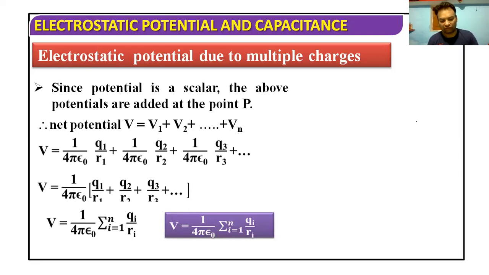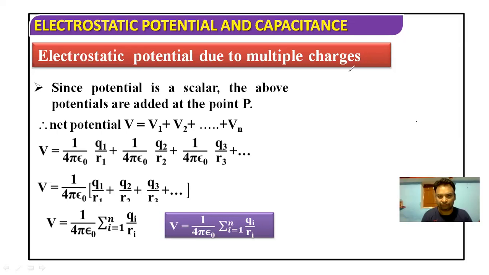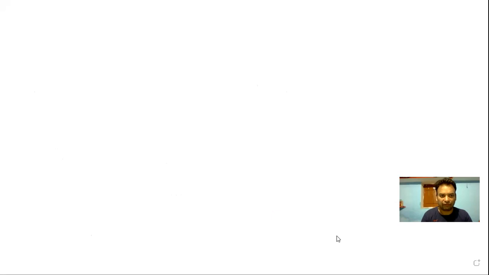If the charges are not discretely distributed but are distributed continuously, how do we find the potential? Let me use the Zoom whiteboard and find that. Suppose I take a continuous distribution of charges.